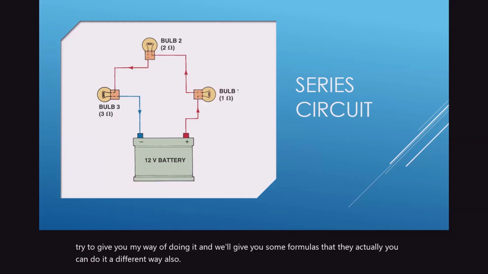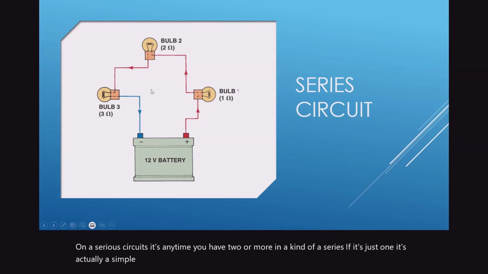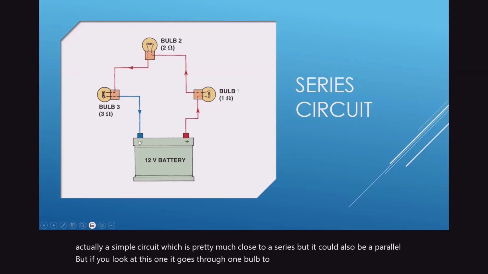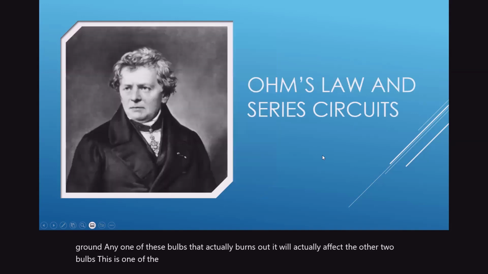On series circuits, it's anytime you have two or more in a kind of a series. If it's just one, it's actually a simple circuit, which is pretty much close to a series, but it could also be a parallel. But if you look at this one, it goes through one bulb to another, one bulb to another, but back to ground. Any one of these bulbs that actually burns out will actually affect the other two bulbs. This is one of the downsides of a series circuit.